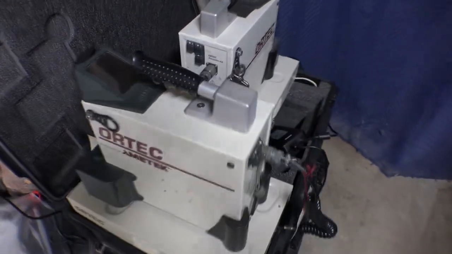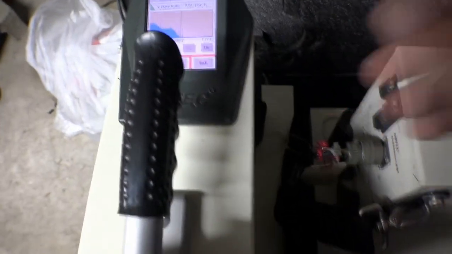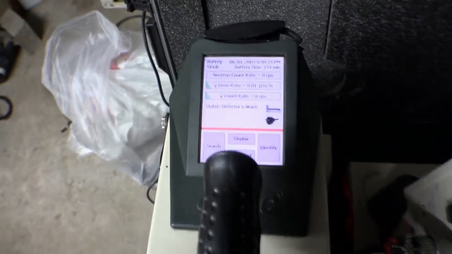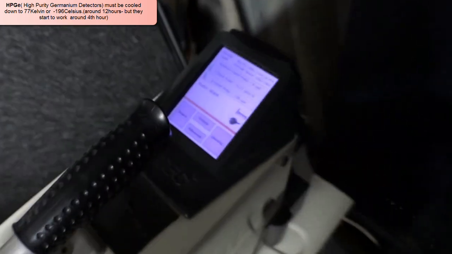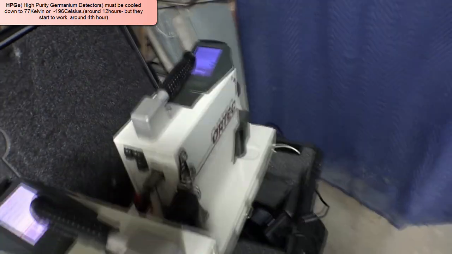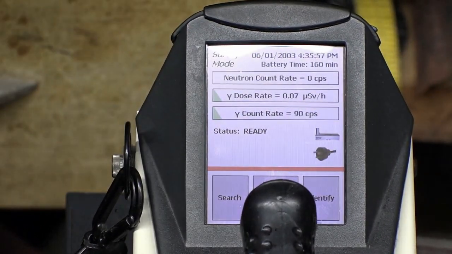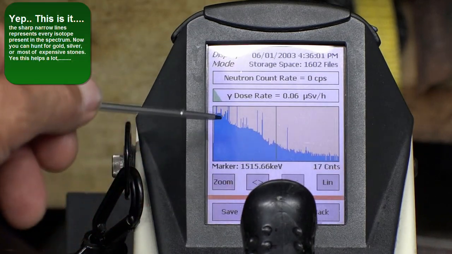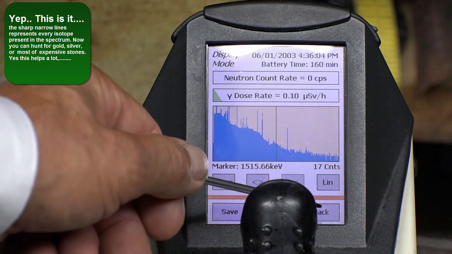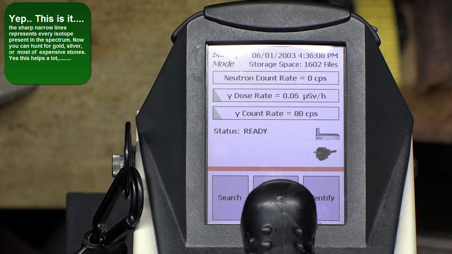Okay, we have two more, let's see those. Still warm. Oh, this one is ready. The sharp lines are pretty evident. Each one states the energy of a given radionuclide.